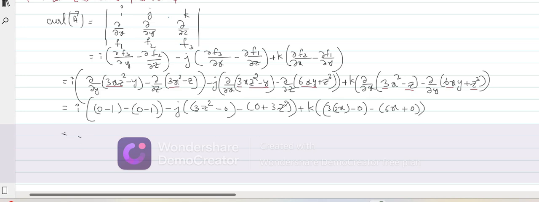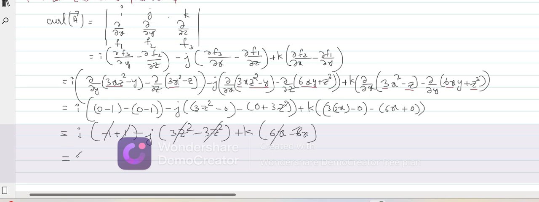So now let us simplify this. Okay, so i into it is minus 1 minus into minus plus 1. So minus j into it is 3z square and minus 3z square, and plus k into here it is 6x minus 6x. So we can cancel these terms now. We can cancel this, and here also cancel. So the whole thing is what? 0. We can say that the curl of the vector A is 0, and hence we can say that the vector A is irrotational.